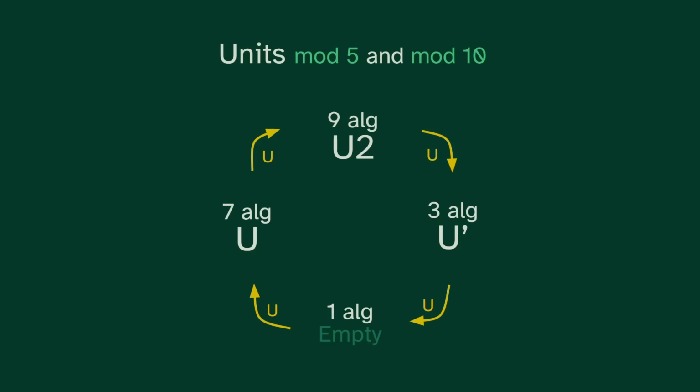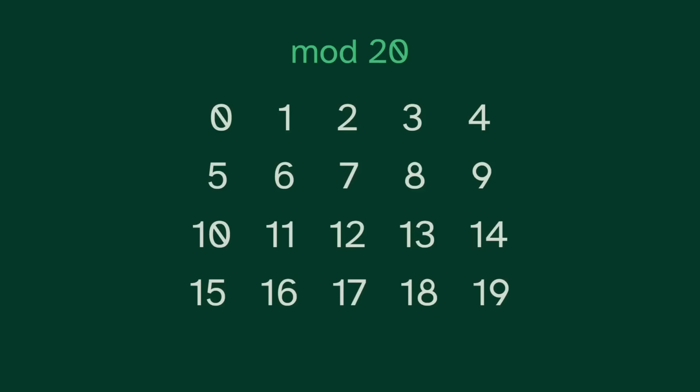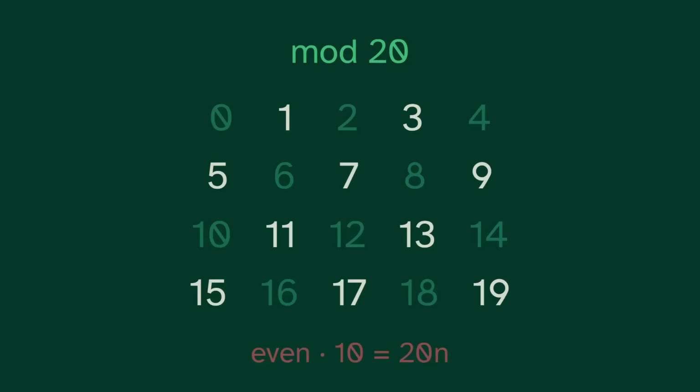Using this single system, we can do multiplication in both mod 5 and mod 10. They have the exact same structure. Next, let's see how we can lift this structure to mod 20. First, we should find the units. Anything even is bad. They can make 20, so we'll remove them. And then 5 and 15 are also bad, so we'll remove them as well. But the rest are good.